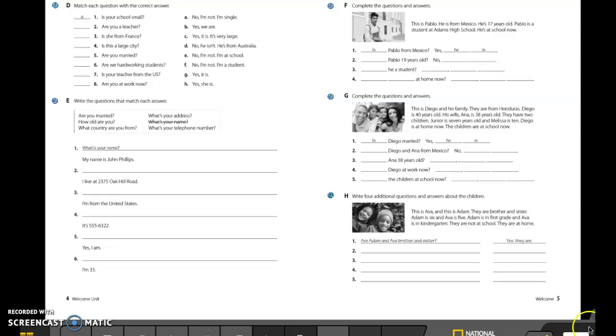One more thing I want to tell you about contractions, which is very important. When you are answering a short yes/no question, is your school small? What's the answer? The answer is yes, it is. When we have a yes short answer, do not use a contraction. Do not say yes, it's. We can only use a contraction when it's a no answer. You see here, no, I'm not. It's okay to use a contraction for no.